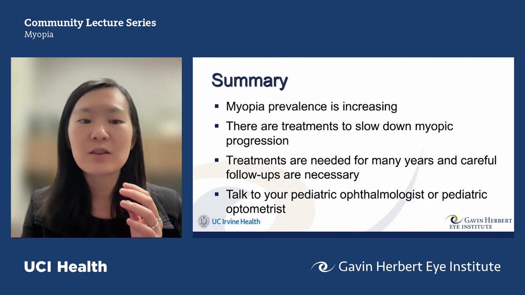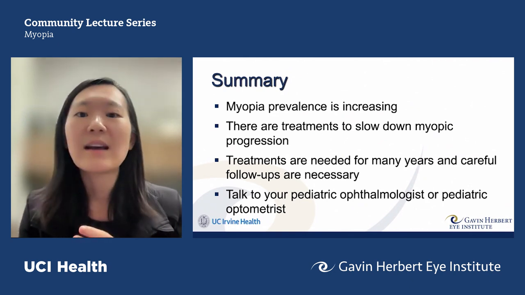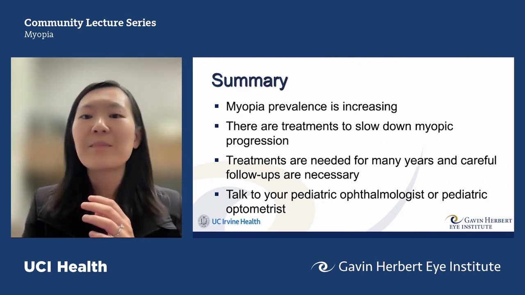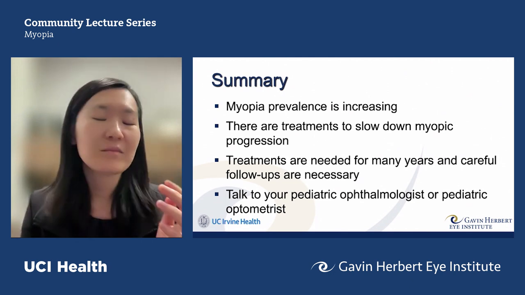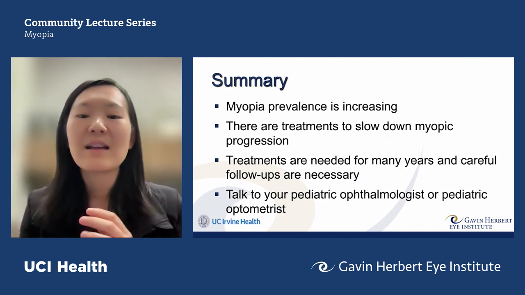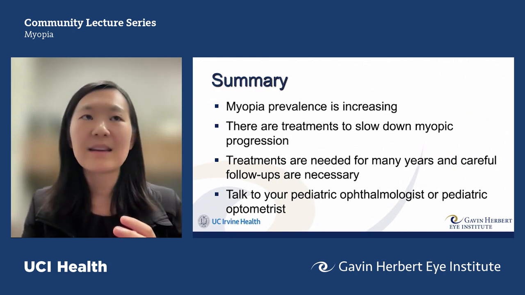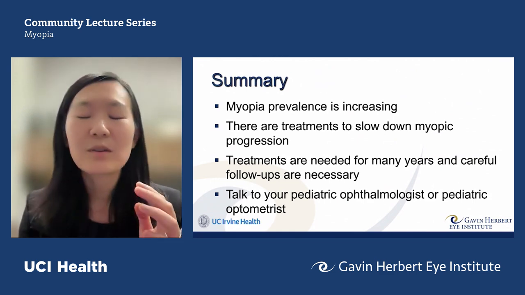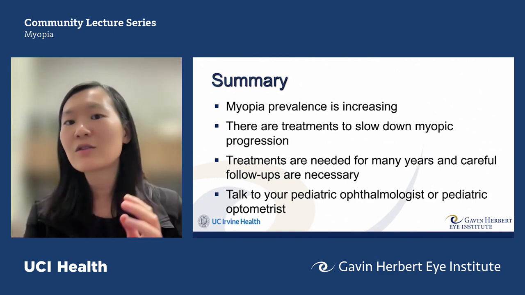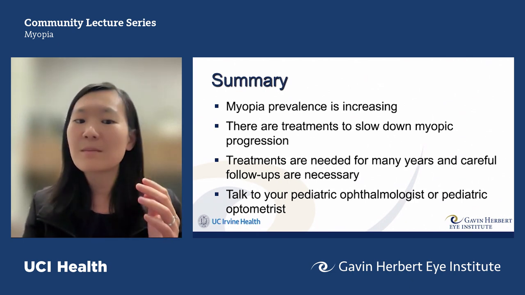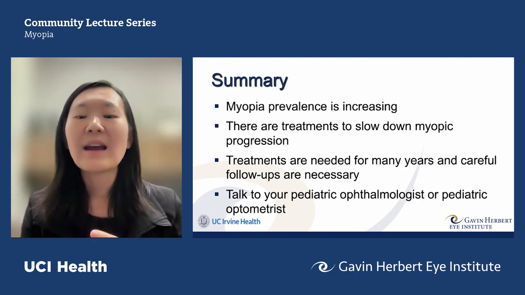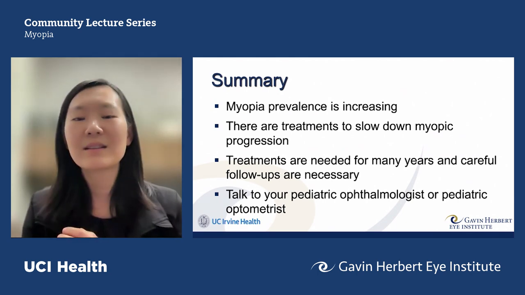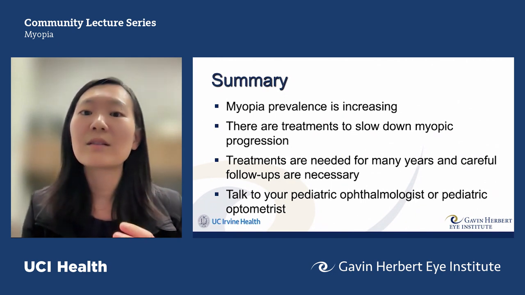Another thing that I do want to mention is that treatments are needed for many years. It's not, you do it and you stop. It's not like a pill you take and you cure the disease. It is something that is slow, just like a child grows over many years. This is going to be a long-standing sort of treatment. If you come to see me at 7 years old, I will say, Mom, Dad, we're going to do it for at least 5 years. We may have to do it until we're 12, maybe until we're 13. So it's a long-term treatment. And unfortunately, during all those years, you're on the eye drop, and you have to come back every 6 months, every year, so that we can do a good close follow-up.